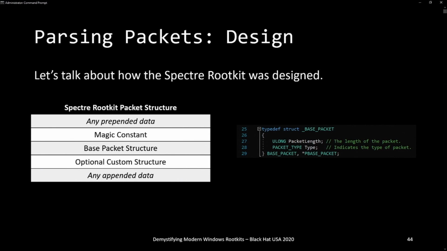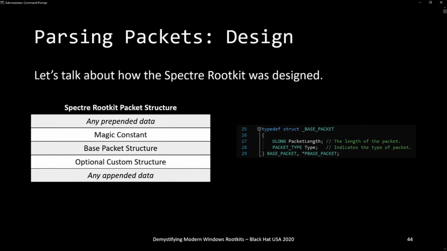And all it contains is the packet length and the packet operation being requested. After the base packet structure is an optional custom structure. Now this custom structure will vary or may not even exist, depending on the type of operation being requested. After the custom structure, you can append any data you'd like.